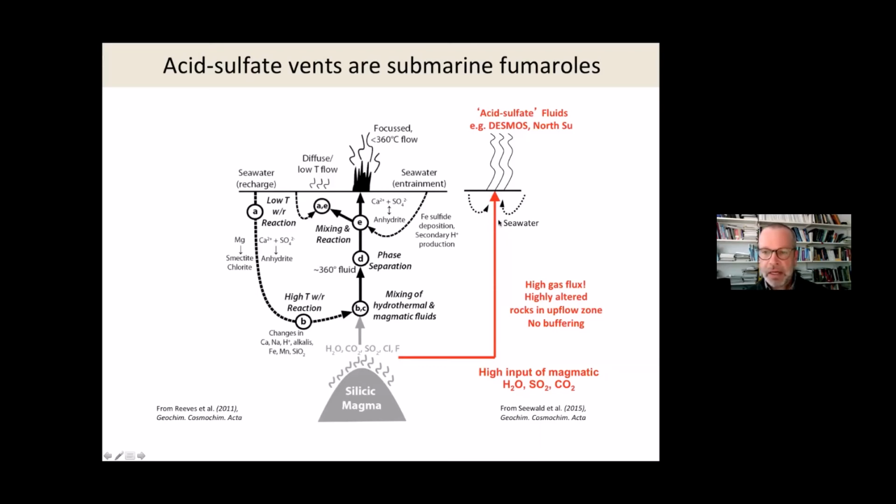But looking at strontium isotopes, for example, we can tell that there's very little fluid-rock interaction going on in the system. It has a very high gas flux, which means that the rocks in the upflow zone are completely altered. There's no buffering, there's no exchange between fresh rocks and fluid that you have in these parts of the system. So the chemistry of these acid sulfate fluids hence is radically different.